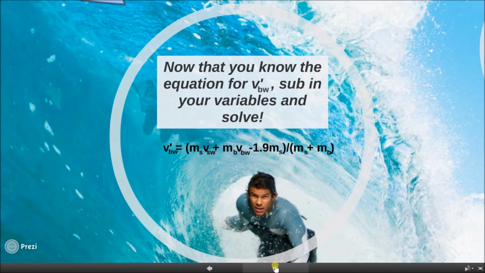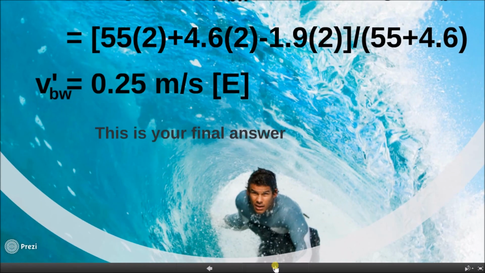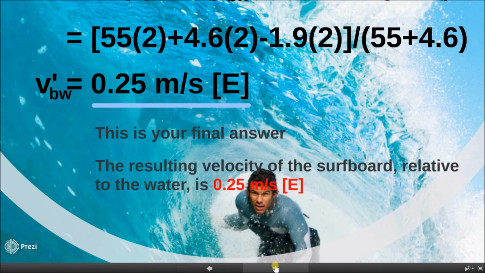Now that you know the equation for VBW prime, substitute in your variables and solve. You get VBW prime equals 0.25 meters per second east. This is your final answer. The resulting velocity of the surfboard relative to water is 0.25 meters per second east.